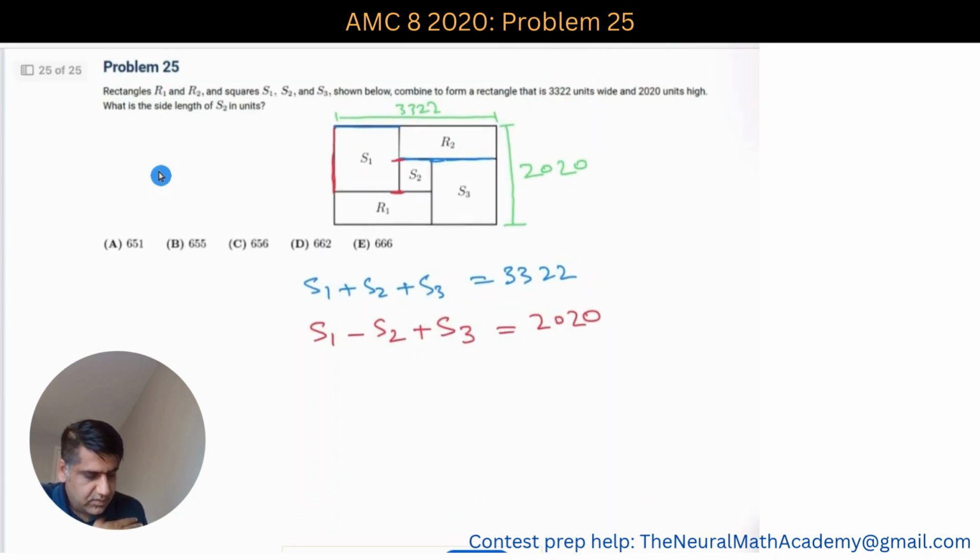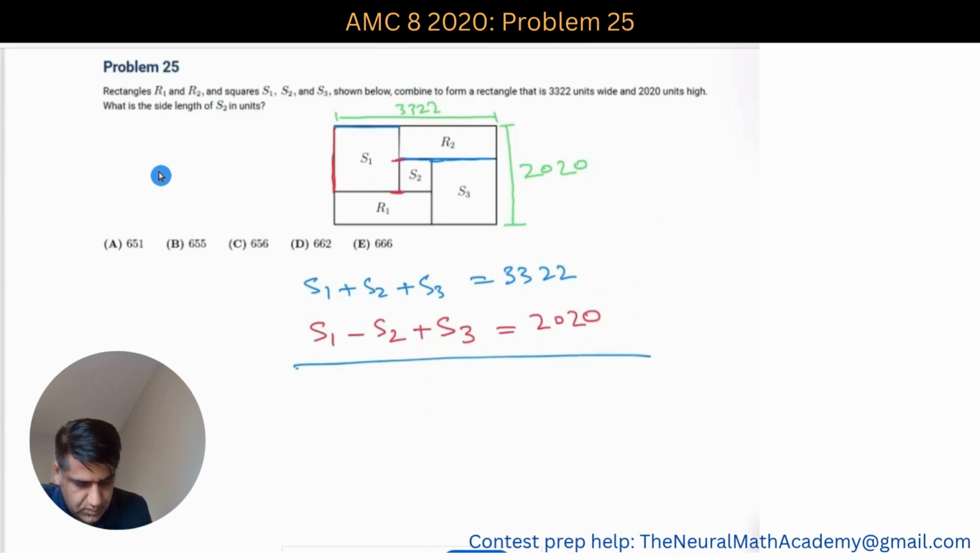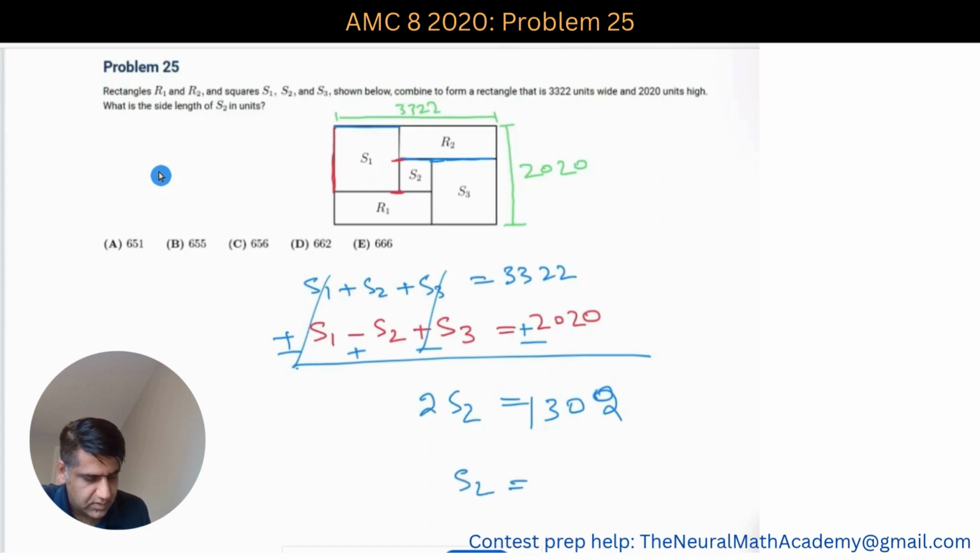Now I can solve these equations using the substitution method or the elimination. I will just use the substitution method, and if I simply subtract these equations from each other, S1 cancels out, S3 cancels out, and I am left with 2031 and 2S2. If I divide both sides by 2, I get 651. So that is the answer.